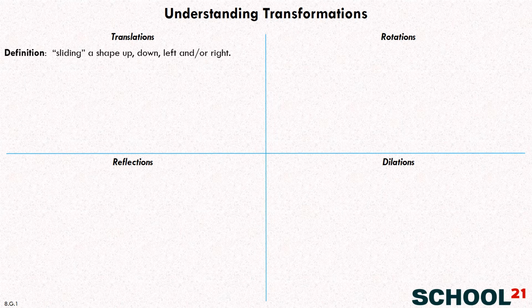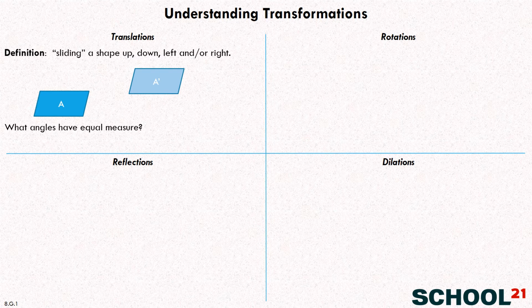Okay, the definition of a translation is sliding a shape up, down, left, and or right. Okay, so you can slide it in more than one direction. So here we have a shape A, and we're going to move this shape up and to the right to make shape A prime. That little thing that looks like an apostrophe next to the A, we call that A prime, and that's just to show us that this shape is somehow similar or compared to or came from shape A. Okay? Okay.